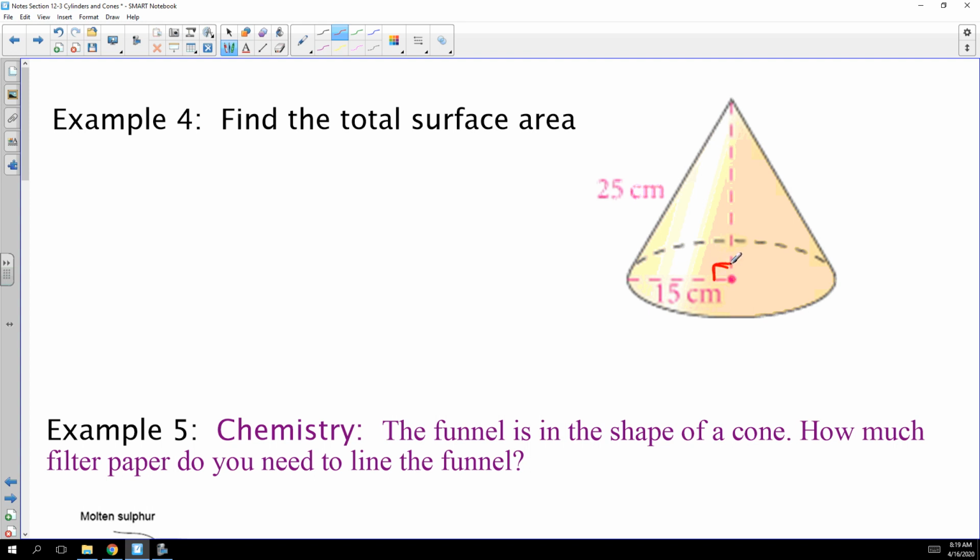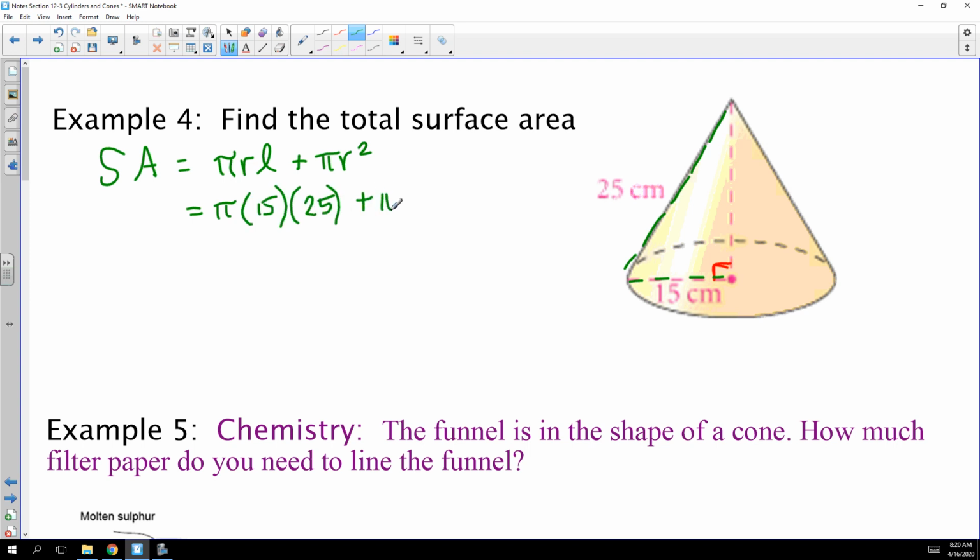So let's think about what we need. In order to find the surface area, we're going to need the lateral area, which is pi r L, plus we need the area of the circular base, which is pi r squared, right? Okay, so it looks like we definitely have the radius, that's 15 centimeters, and we do have the slant height, 25 centimeters. So we should be good to go. We really don't have to do anything besides plug in what we know. Pi times 15 times 25 plus pi times 15 squared.